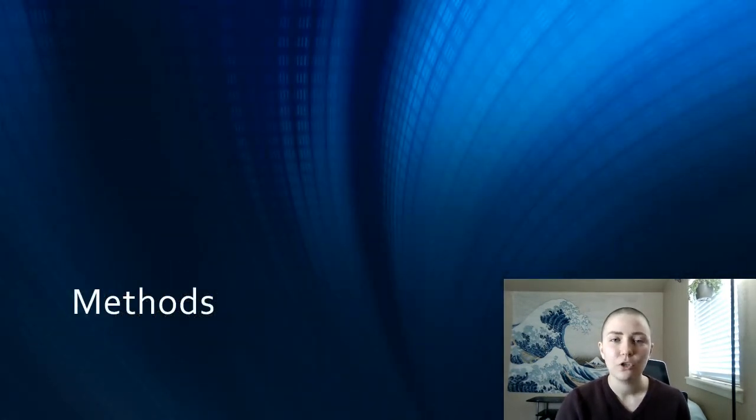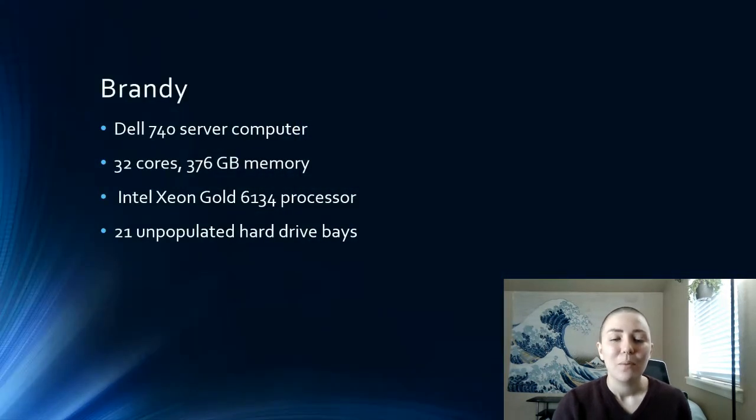So, how do we connect SWOSU to the Open Science Grid? It starts with building a virtual machine. Fortunately, we have a computer on site at SWOSU that is perfect for that job. Her name is Brandy. Brandy is a 32-core computer with 376 gigabytes of memory and 21 empty hard drive slots. As you can see, she has a lot of potential.